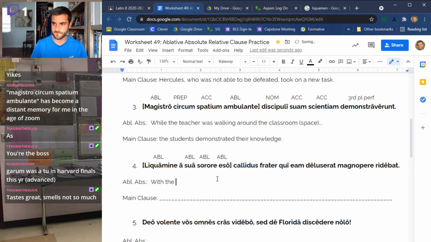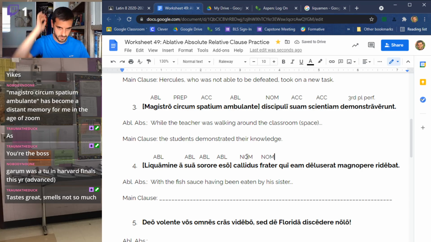With the fish sauce, esso, which is the fourth principal part of edo, which means to eat, with the fish sauce having been eaten by sua sorora. So by somebody's sister. And that sua means whoever the subject is. So we're talking about a brother, so we'll say eaten by his sister. With the fish sauce having been eaten by his sister, we'll make this make sense, don't worry. Calidus frater, so he's my subject. The tricky brother, the trickster brother.